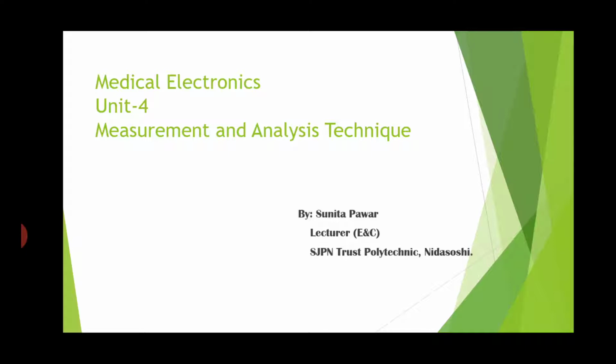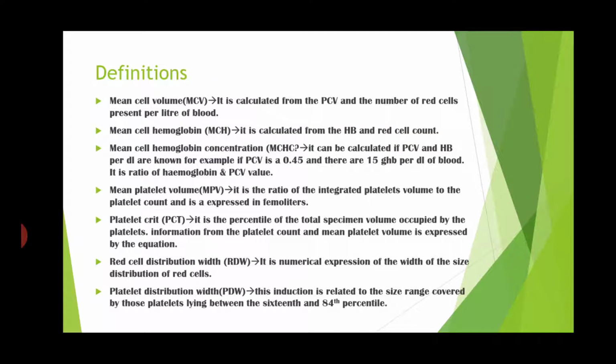Today we will see the questions from the fourth unit of medical electronics, measurement and analysis technique. So first we will see the definitions which come from the fourth chapter. The first one is the MCV, that is the mean cell volume. It is calculated from the PCV and the number of red cells present per liter of blood.